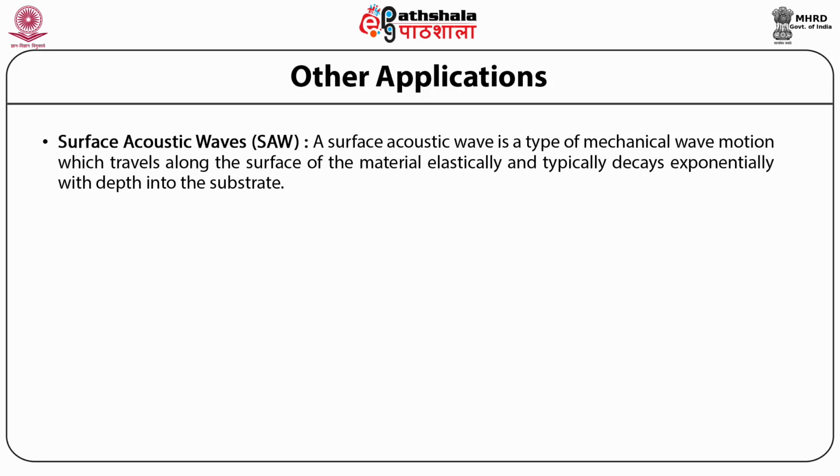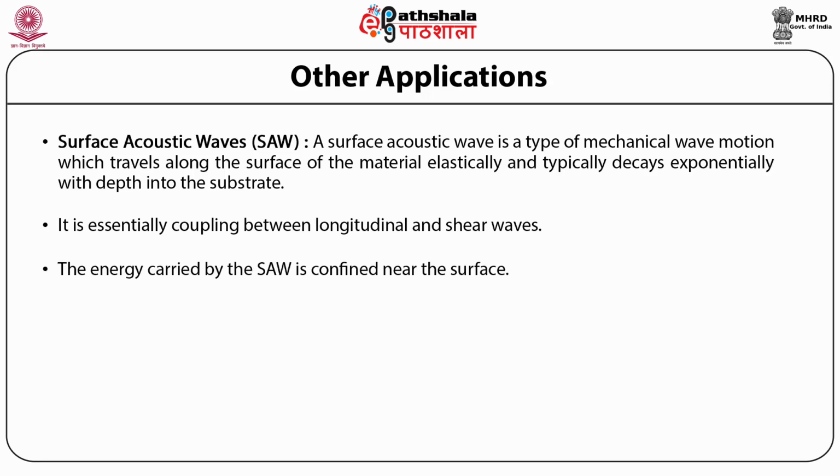Surface acoustic waves or a SAW device. A surface acoustic wave is a type of mechanical wave motion which travels along the surface of the material elastically and typically decays exponentially along the surface of the material and decays exponentially in depth into the substrate. It is essentially the coupling between the longitudinal and shear waves. The energy carried by the SAW is confined near the surface.